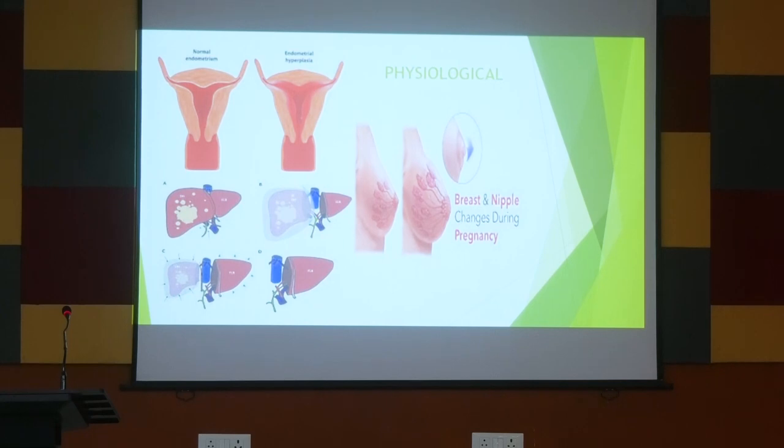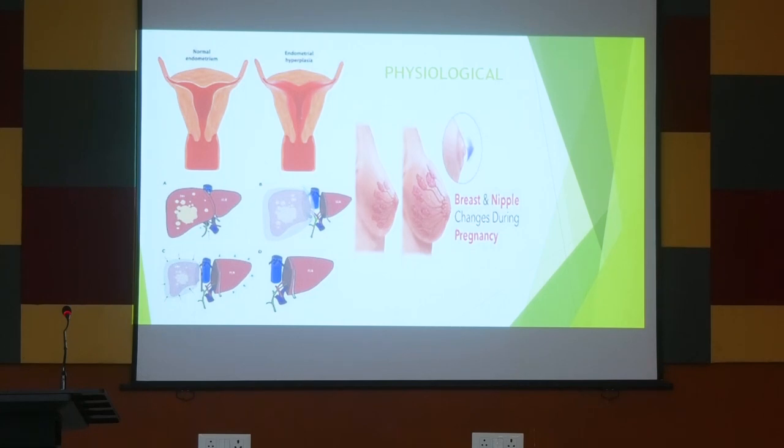So, first and foremost, say this is a normal endometrium, and there is endometrial hyperplasia, though this is pathological. But let's talk about physiological hyperplasia first. Can physiological hyperplasia take place in the endometrium? How? Pregnancy? And then normal.